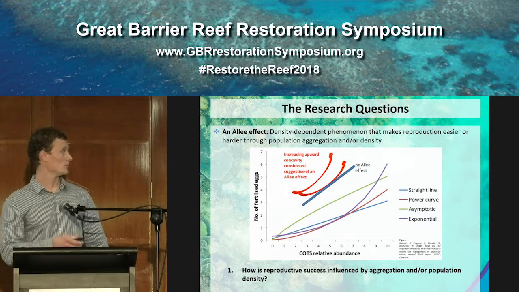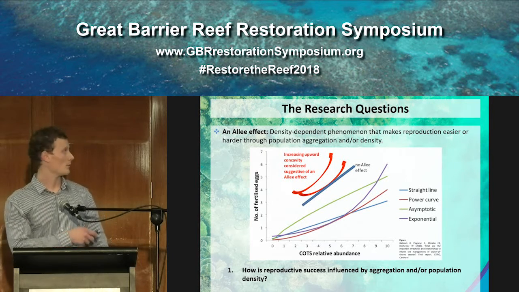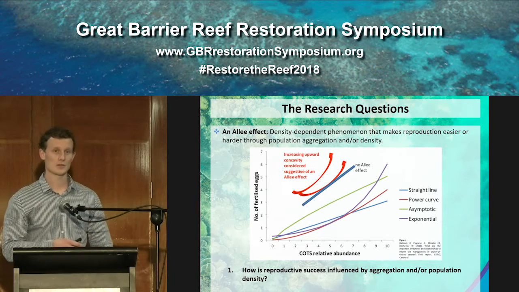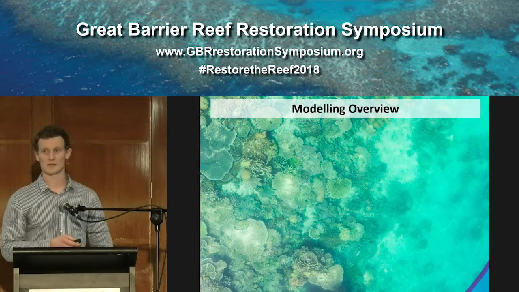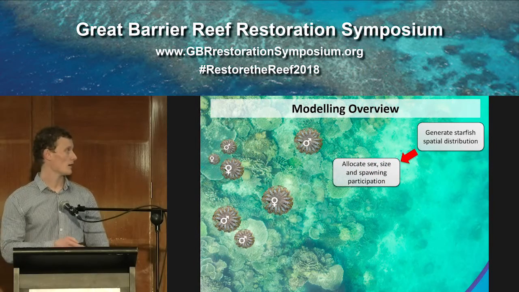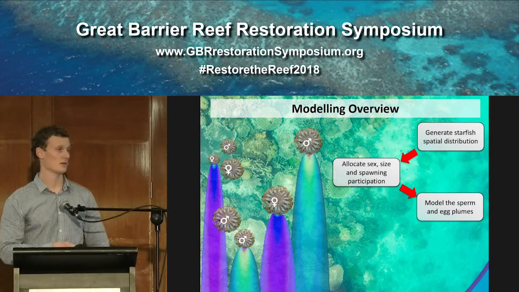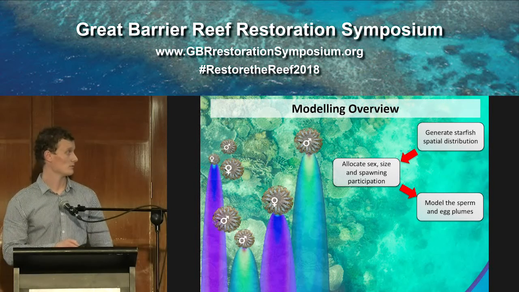To do that, we took a spatially explicit individual model, and we simulated starfish locations. We then marked each of these starfish locations in our model with a sex, a size, and whether they participated in a given spawning event. From each of those locations, we modeled the sperm and egg plumes downstream of them and calculated viable fertilizations where they overlapped. By viable, I mean monospermic fertilization, so a single sperm, compared to multiple, polyspermic, which we treated as a moral one.